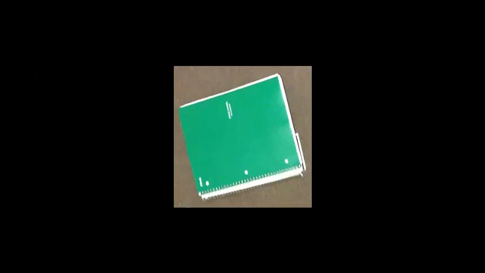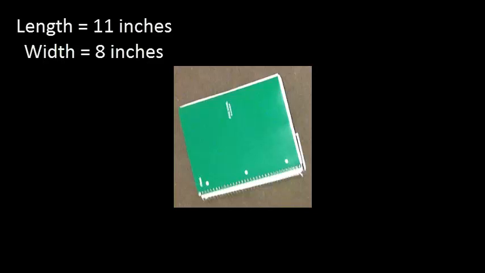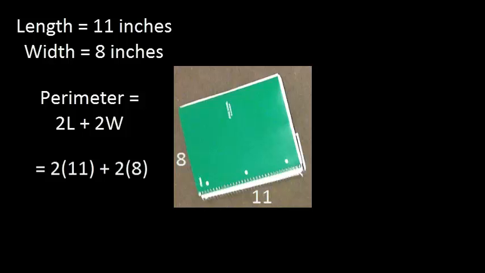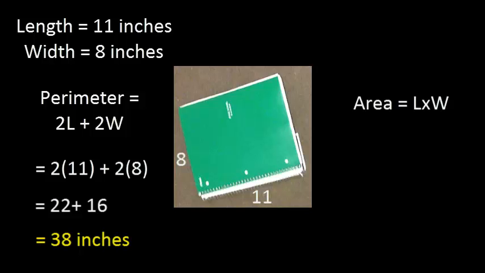So, here's the notebook, and I used my ruler to find out that the length was 11 inches and that the width was 8 inches. We can find the perimeter by using the formula 2L plus 2W. 2 times the length plus 2 times the width. Plug in our values, it's 2 times 11 plus 2 times 8, which is 22 plus 16. So we get a total of 38 inches. That is our perimeter for the notebook.